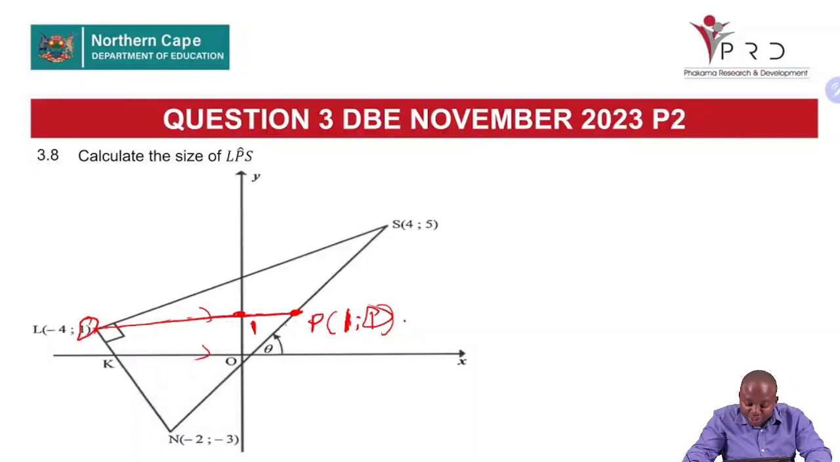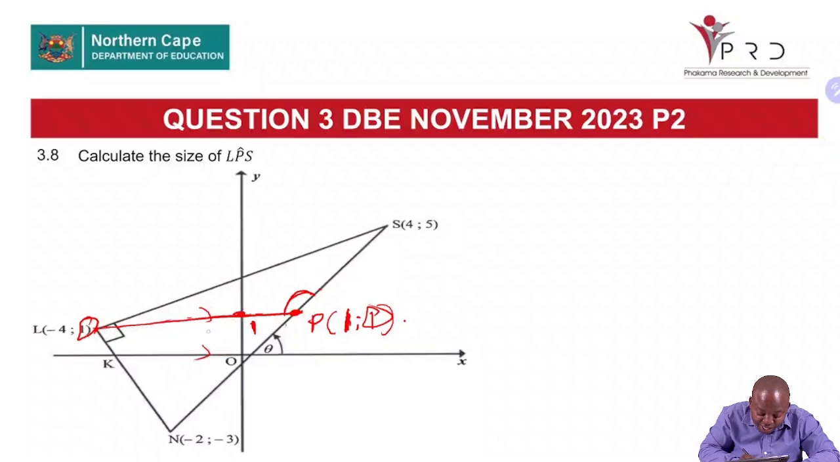Now, automatically we have a certain idea. So it's LPS. So we're looking for this angle. And we can see that these lines are parallel to each other. So when we have parallel lines, what can we now see? We can actually think of a certain situation. Remember, parallel lines, it means you must have Z angles or F angles.